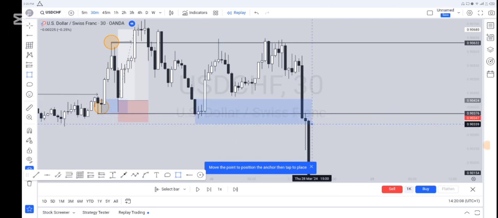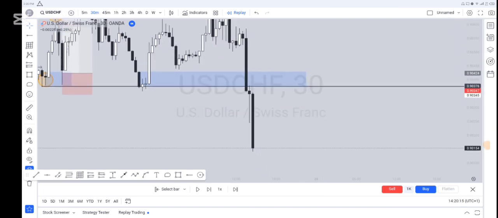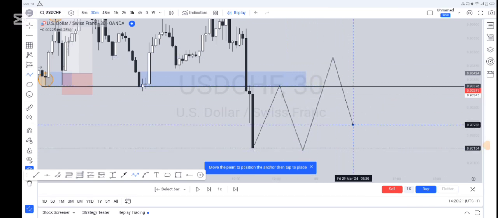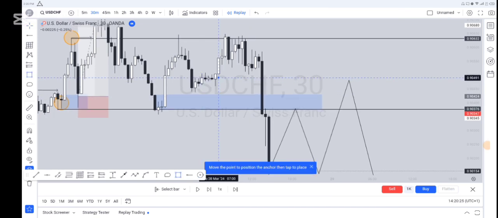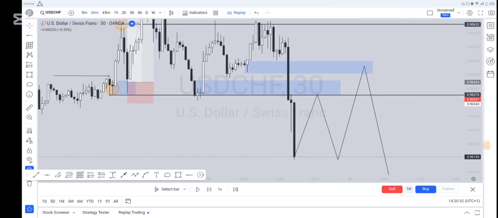So you can call this a breaker block, or you can wait for the market to create engineered liquidity, like something like this, right? Then it comes all the way up here, and then you can trade from here, or this zone as well. You understand? So that is where you're looking for entry if you're trading this blindly, if you're not looking at the higher time frame.